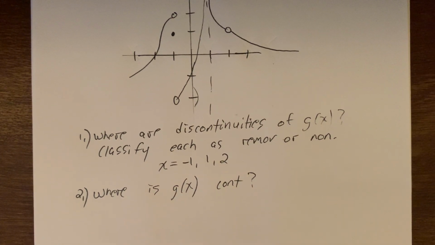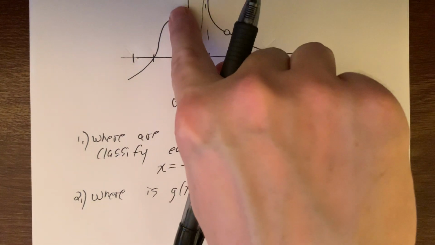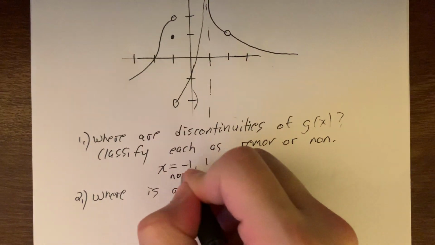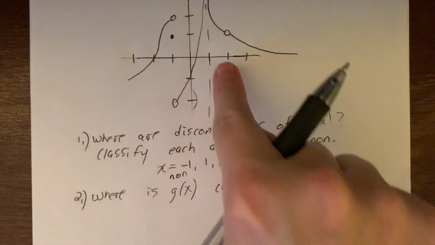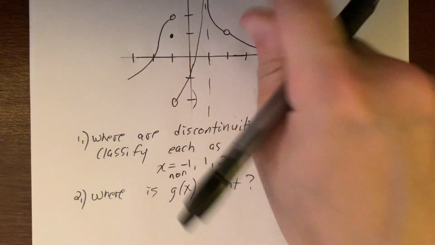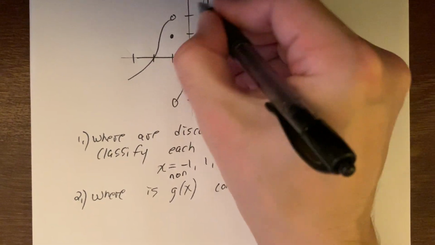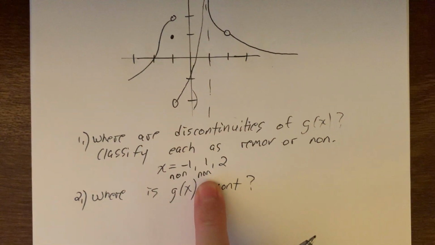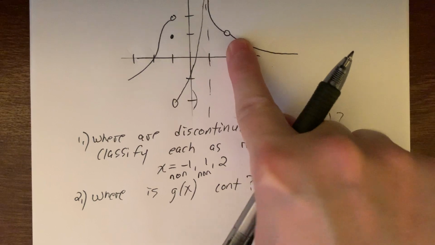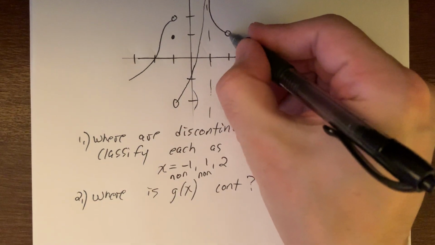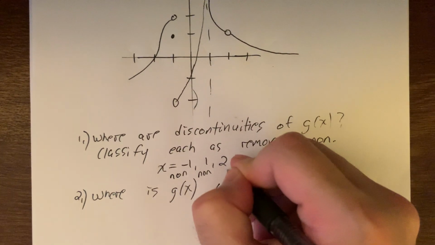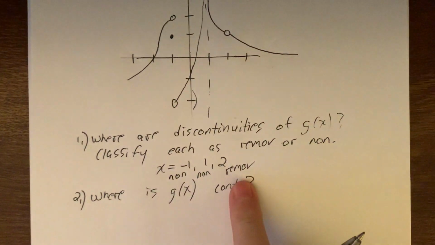Removable, non-removable. Here, fill in the point, doesn't matter, that's not connecting. That is non-removable. 1, nothing you can do here. No point to connect these two regions. 1 is also non-removable. And now 2, that's the one. That's the one that if I just fill this in, now all of a sudden this does connect. So 2 is removable.